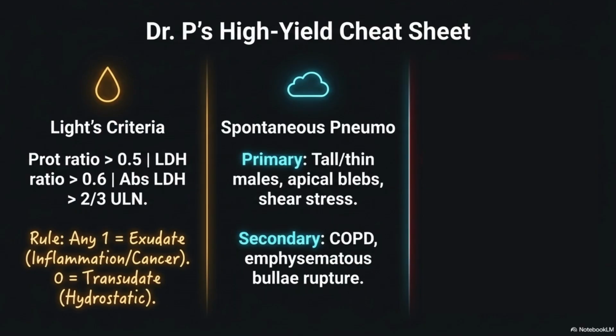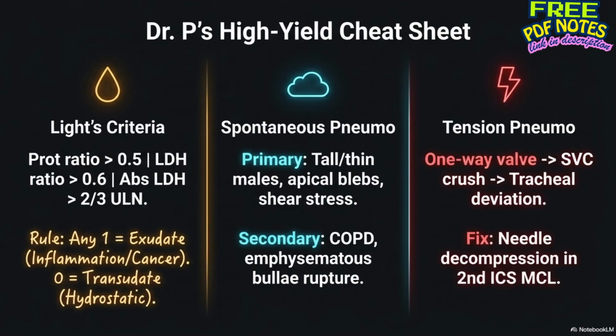For spontaneous pneumothorax, primary hits tall, thin males via apical blebs, while secondary hits COPD patients via ruptured bullae. Finally, tension pneumothorax is a lethal one-way valve that crushes the SVC. Your immediate fix is needle decompression in the second intercostal space, mid-clavicular line. And that concludes our masterclass on pleural space emergencies.